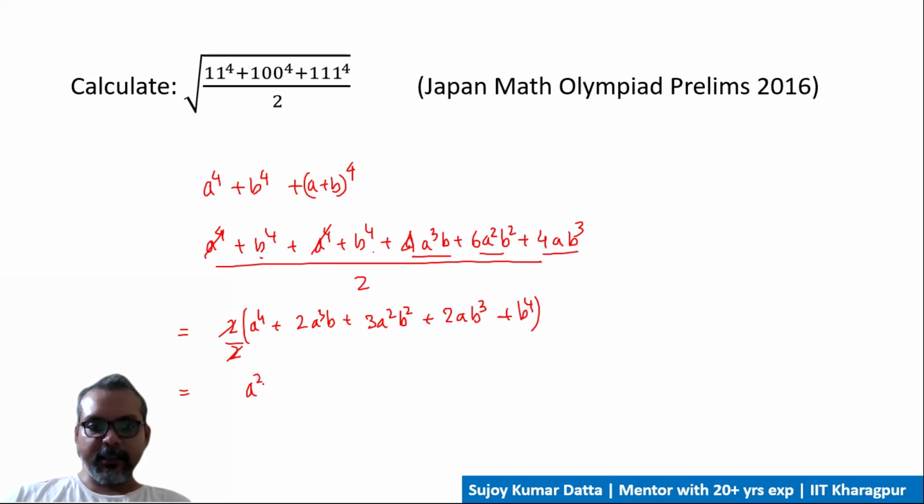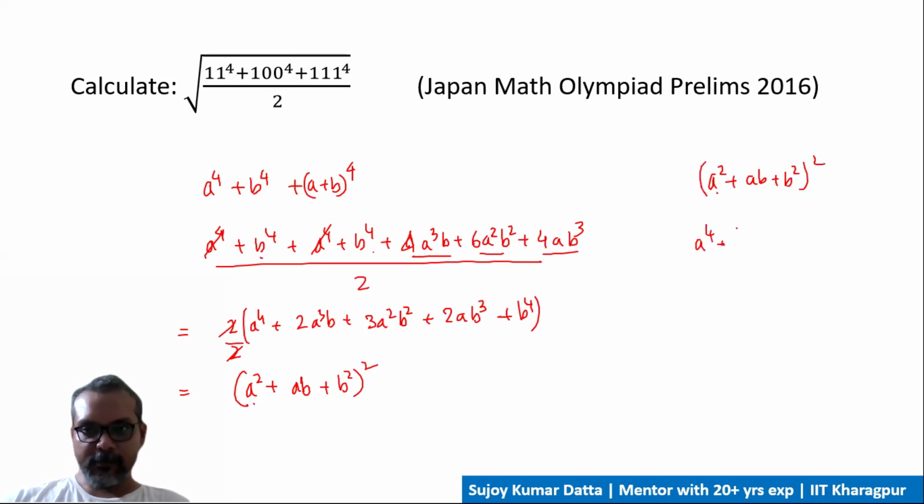So now this is basically (a squared plus ab plus b squared) whole squared. If you check, if I square this, a squared plus ab plus b squared whole squared will be the square of this, square of this, square of this, then 2 times this, then 2 times this, and then 2 times this.